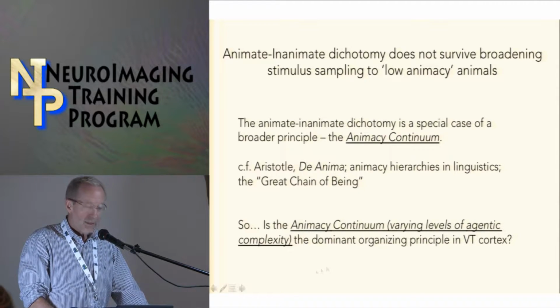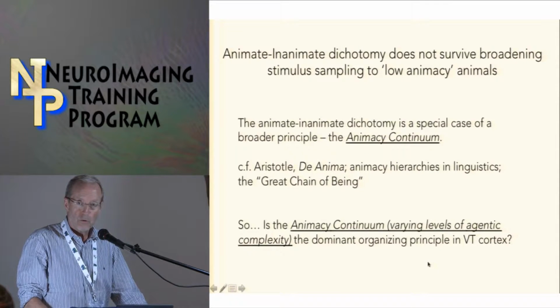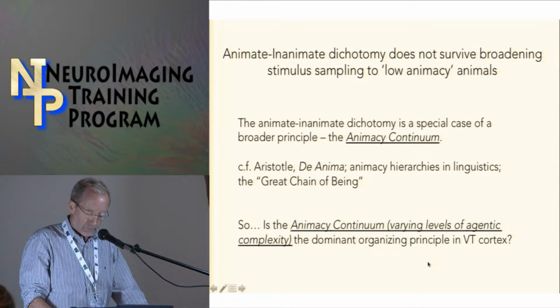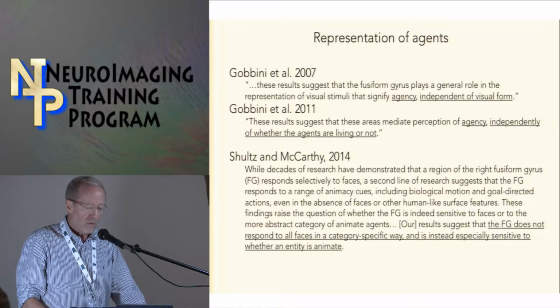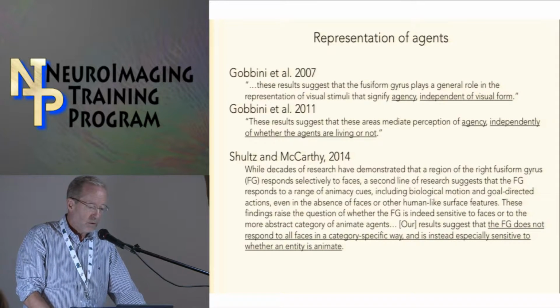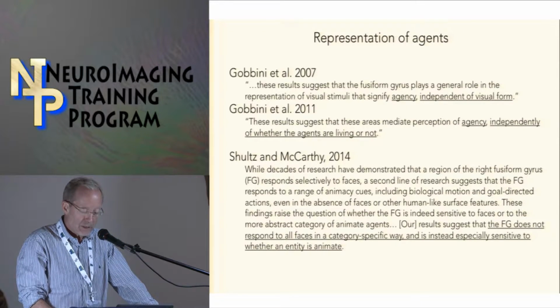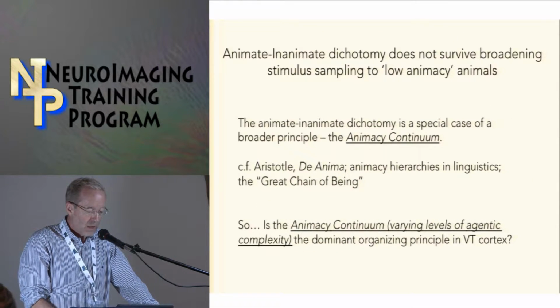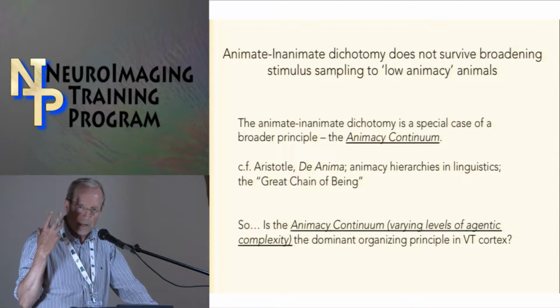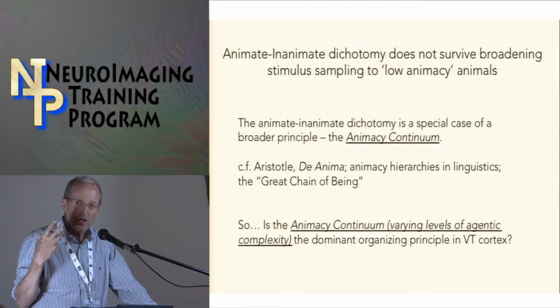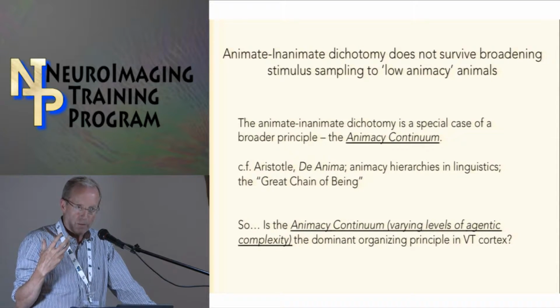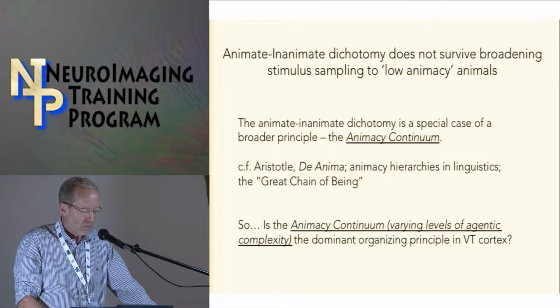So is the animacy continuum the dominant organizing principle of ventral temporal cortex? Well, there are some problems with that too. So what is the animacy continuum? High animacy things have more complex internal states that are driving their behavior. So it's a more complex level of agency. So is it the level of agency in the stimulus that is being reflected by this pattern of activity in ventral temporal cortex?